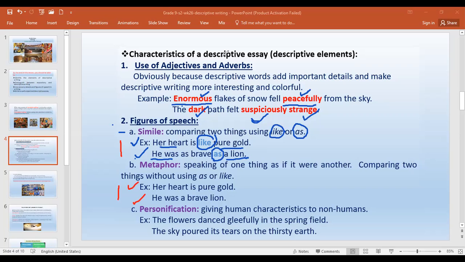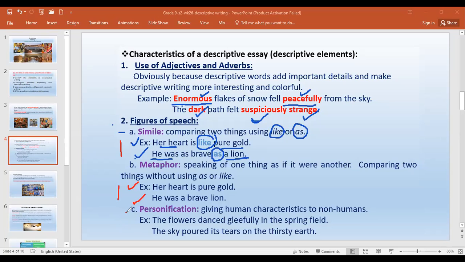You're such a snail. Okay, you're such a snail, meaning you're very slow. Exactly, that's a metaphor. The world is a stage. That could be one, I guess. Very good. The world is a stage. We didn't say the world is like a stage. We said the world is a stage. That's a metaphor, speaking of the world as if it were a stage. Okay, and so many more. Think of how nice that would be to include in a descriptive essay.